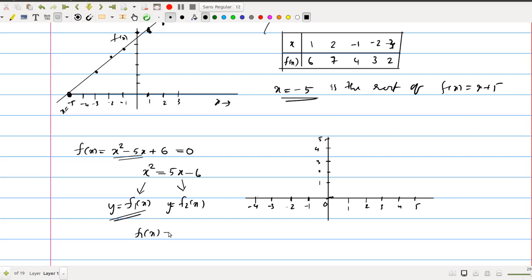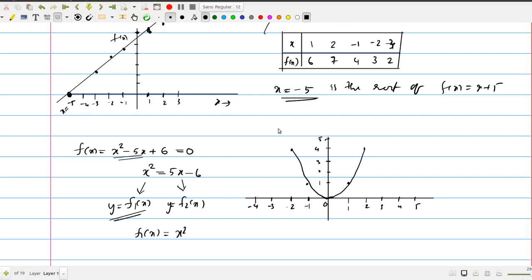Then you can easily draw the graph of the first function f1 of x. So we take f1 of x equal to x square, so that is a parabola. At minus 1 the value is 1, at 1 it is also 1. Here at minus 2 we have 4, at 2 we have 4. So this is the graph of the parabola.